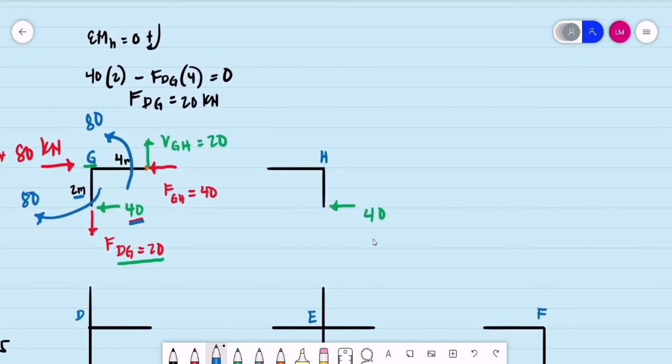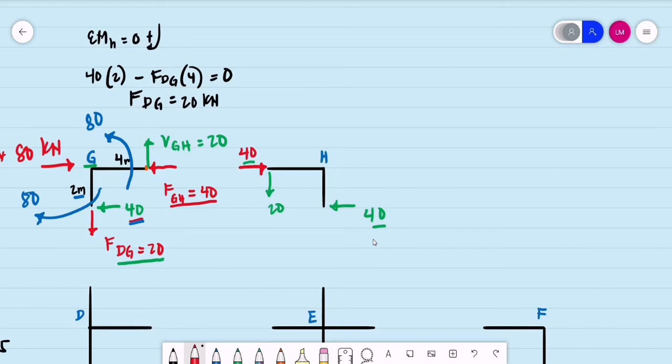Then at joint H, we are just to transfer the values considering the opposite direction of the forces. So this is 20 kilonewtons. This is 40 kilonewtons to the right, axial force for beam GH. Then for the shear, this time it should be 20 kilonewtons downward. So as you can see, 40 to the right, 40 to the left. So horizontally, it is in equilibrium.